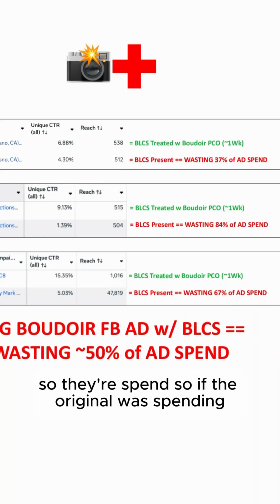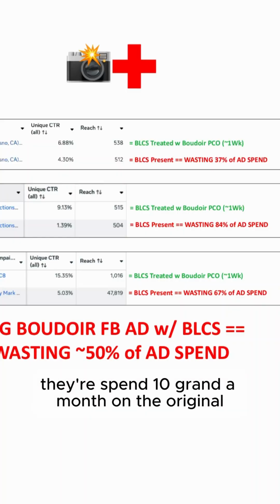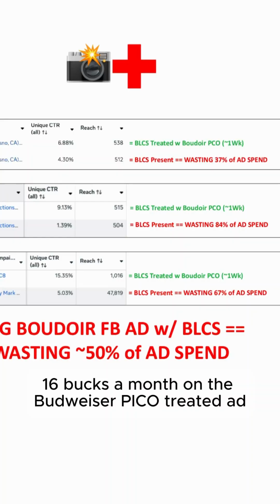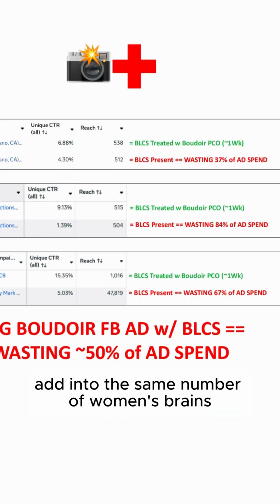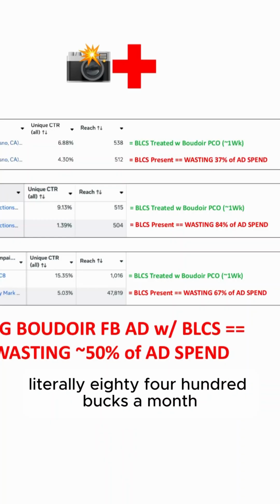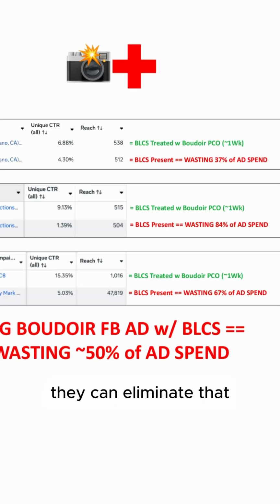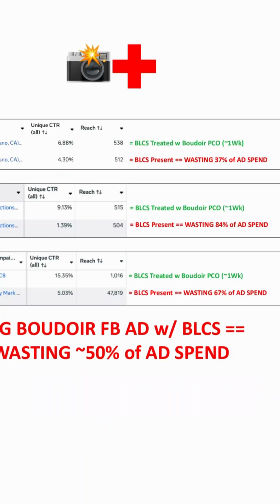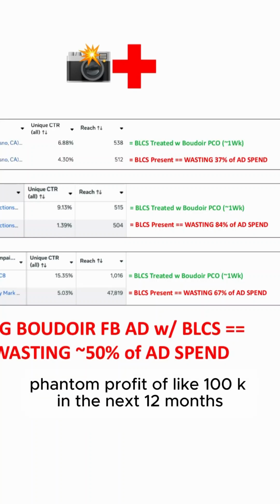So if the original was spending 10 grand a month, now they only need to spend $1,600 a month on the Boudoir Pico treated ad to get their ad into the same number of women's brains in both scenarios. So they can eliminate literally $8,400 a month. Every single month is being wasted. They can eliminate that, put that back in their pocket, and they can get bonus phantom profit of like 100K in the next 12 months.